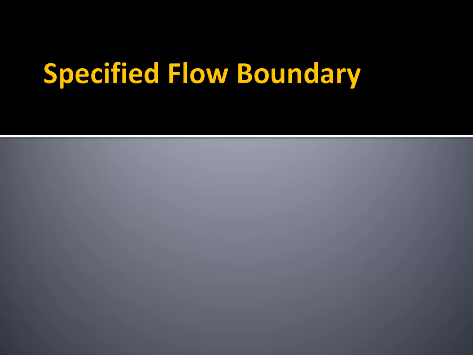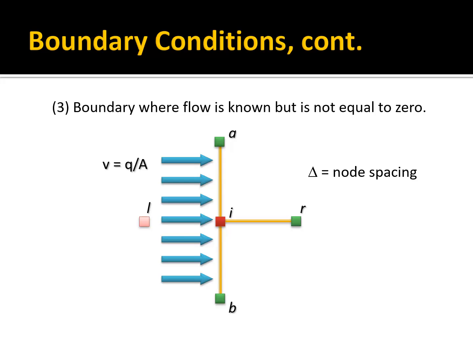All right, specified flow boundaries. So in this case, we have a boundary where the flow is known but is not equal to 0. So you could say V is equal to Q divided by A. V would be the velocity, the flow velocity across that boundary. And to do this, we are going to, in this case, create an imaginary node which is labeled L. Kind of like we did in the previous video when dealing with no-flow boundaries.